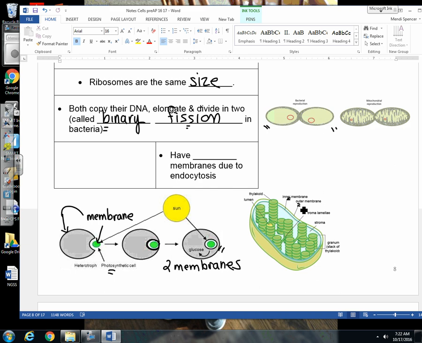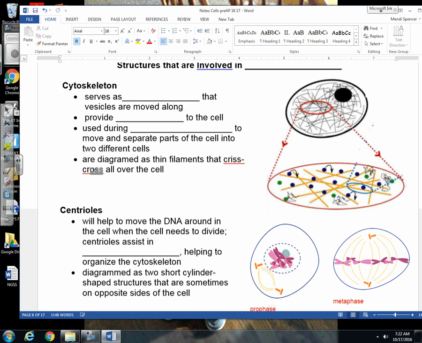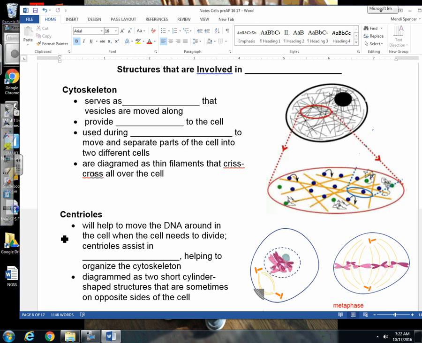So they have two membranes because they were engulfed by this process called endocytosis. And you don't have to remember endocytosis, it's something we're going to talk about next class. But we're going to have two membranes around those structures. Now we're going to take a look at cell parts that are involved in transport.